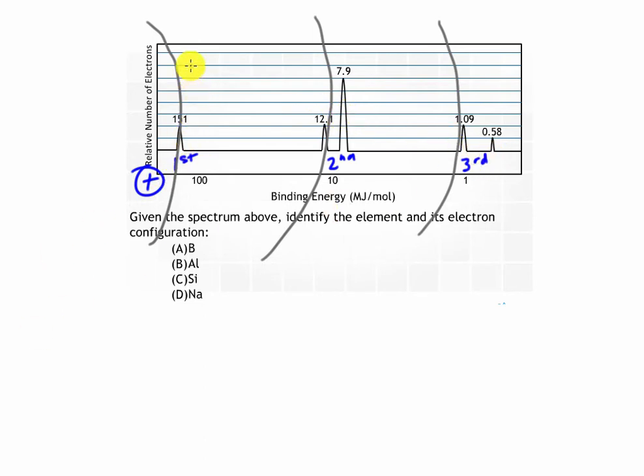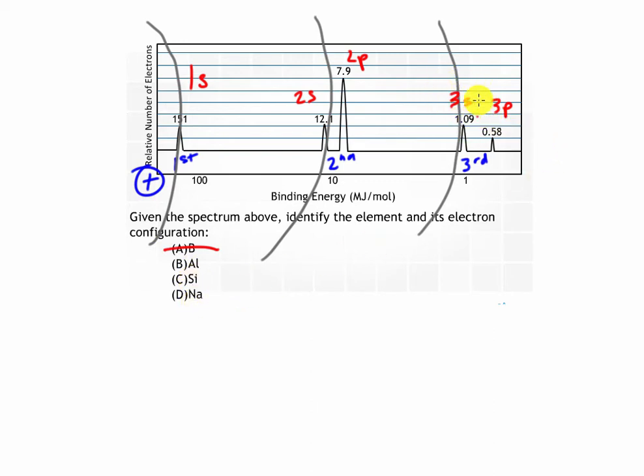And then remember that the second and the third energy levels are broken up into sublevels. So this would be my 1s. This is going to be my 2s, my 2p, my 3s, and my 3p. If I were to try to figure out what element this is, we can recognize that it ends in the third energy level. So we can right away eliminate boron, because boron ends in the second energy level. If we get rid of boron, we still have aluminum, silicon, and sodium.